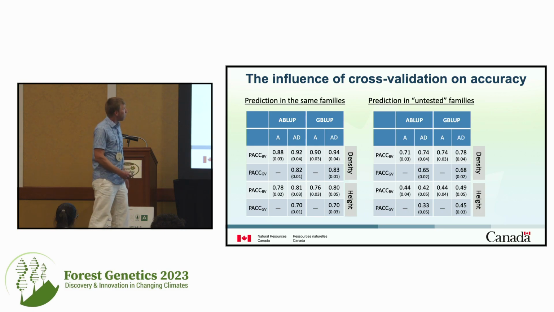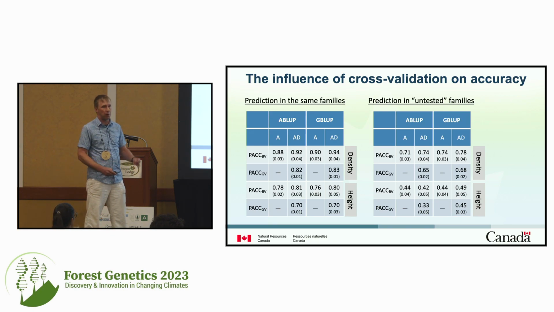What I'm putting up here are two tables. These are different cross-validation scenarios. The left one is the prediction into families. If I try to predict in untested families, where at that point I only have half the relationship, obviously the accuracy goes down.